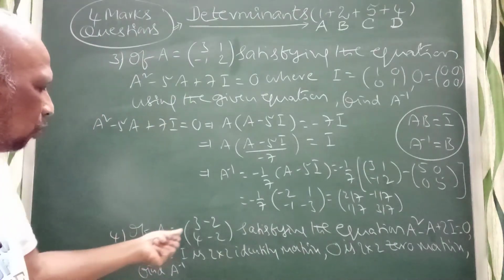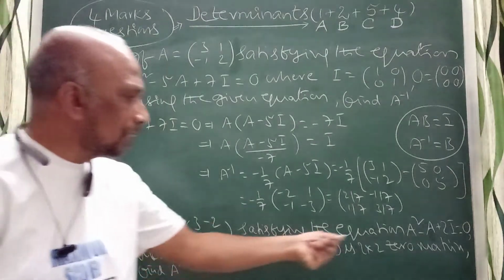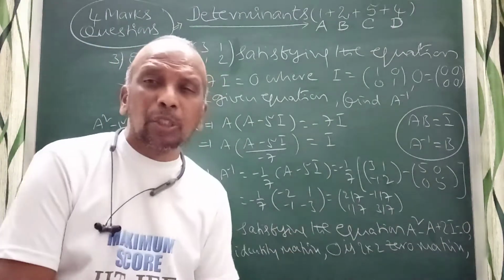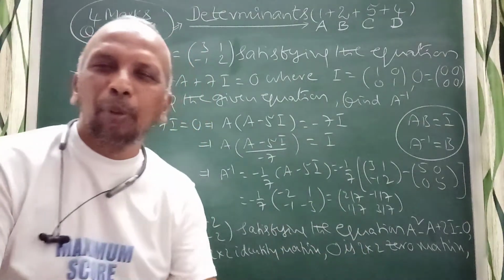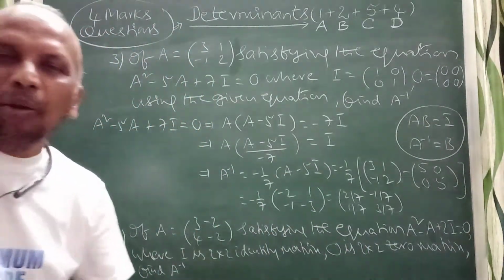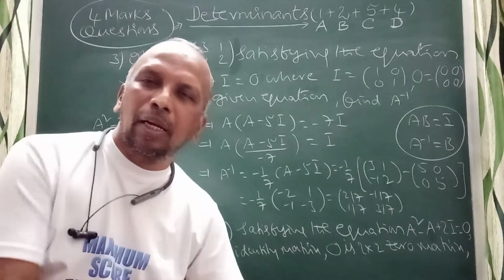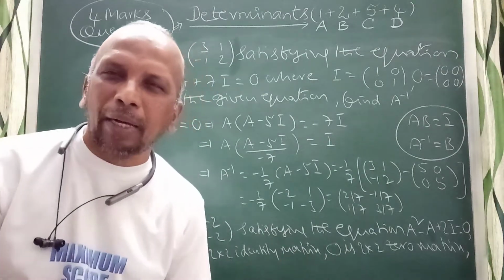So you can see, if A equal to 3 minus 2, 4 minus 2, it satisfies the equation A square minus A plus 2I equal to 0. After doing this, immediately solve this problem. You will be thorough with this topic. I will explain one more problem. With this, enough. In total around 6 problems you can practice.